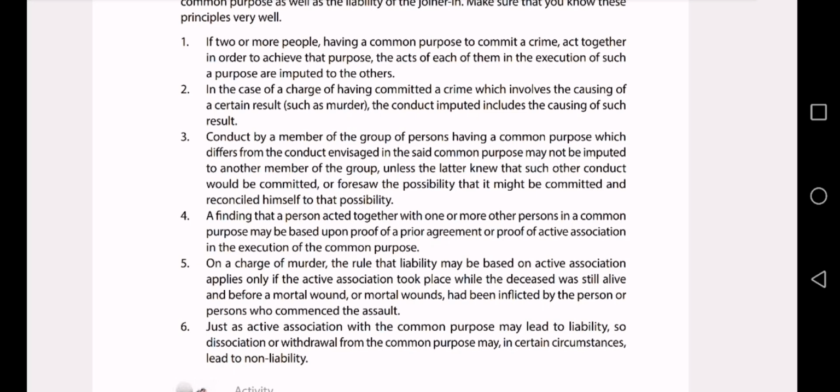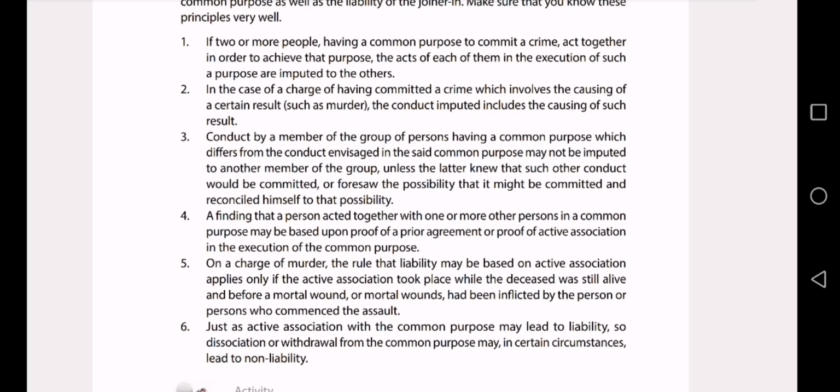In the case of a charge of having committed a crime which involves the causing of certain results, such as murder, the conduct imputed includes the causing of such a result. Conduct by a member of the group having a common purpose which differs from the conduct envisaged in the common purpose may not be imputed to another member of the group unless the latter knew that such other conduct would be committed, or foresaw the possibility that it might be committed and reconciled himself to that possibility.